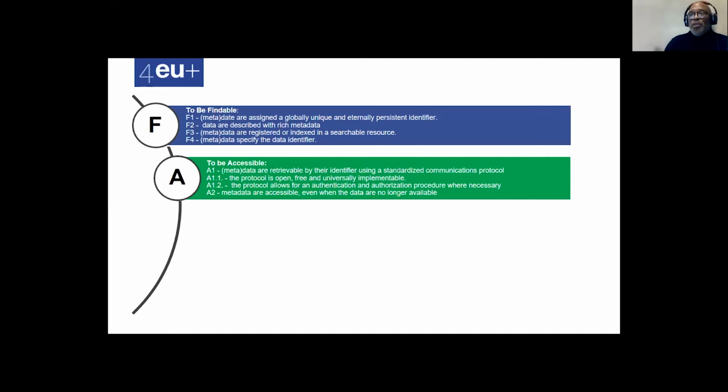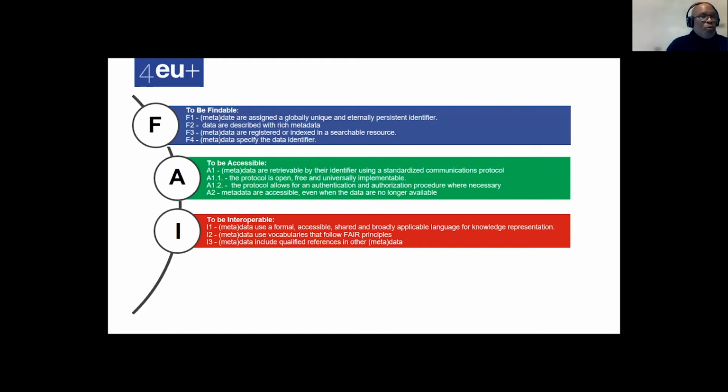In order for data to be accessible, the A: A1, metadata is retrievable by the identifier using a standardized communication protocol. The A1.1, the protocol is open, free, and universally implementable. And the A1.2, the protocol allows for authentication and authorization procedures where necessary. And the A2, metadata is accessible even when the data is no longer available.